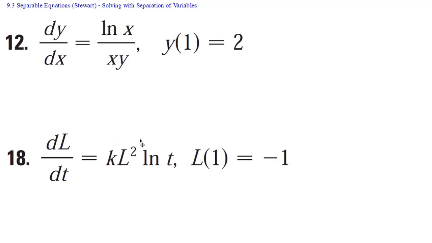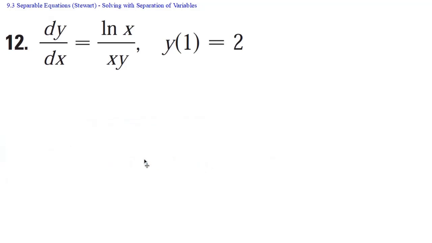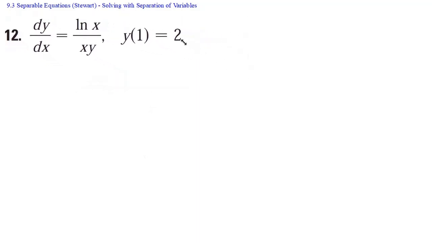These are both separable. So I'm going to get 18 out of the way for now, and we'll come back to it in a minute. And let's look at number 12 here. So we have, again, the first step there is to separate the differentials. We have dy/dx equals natural log of x over xy.